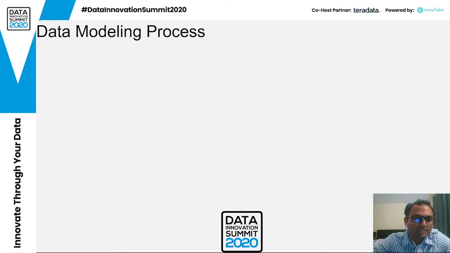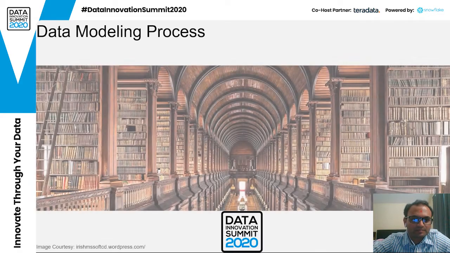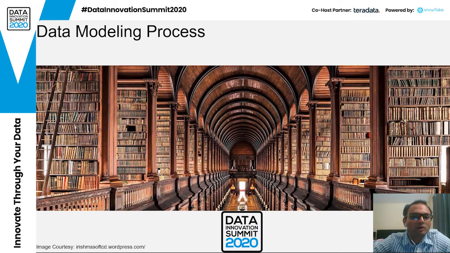Data modeling process. Let's understand it using an analogy. In a library, all the books are classified and arranged on bookshelves to ensure each book is easily accessible. Similarly, when we have massive amount of data, we need a system to organize it. This process of sorting and storing data is called data modeling.